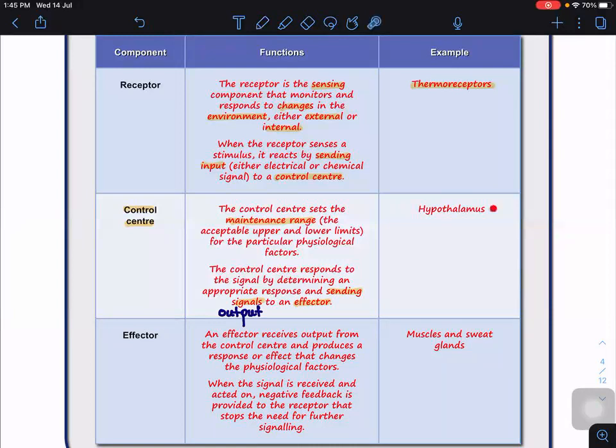So for example, our hypothalamus is a highly integrated control center. The hypothalamus is involved in many homeostatic processes here, as a control center.